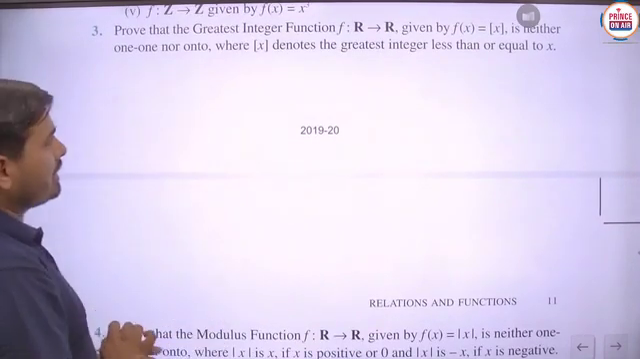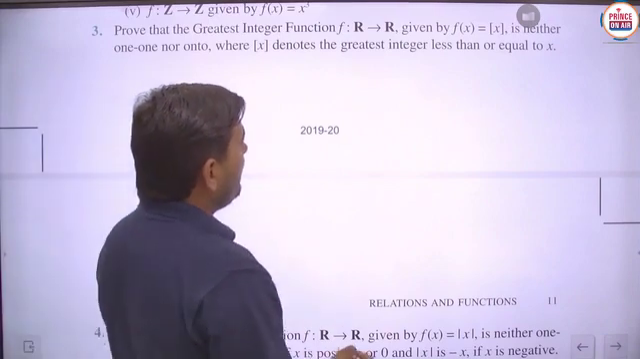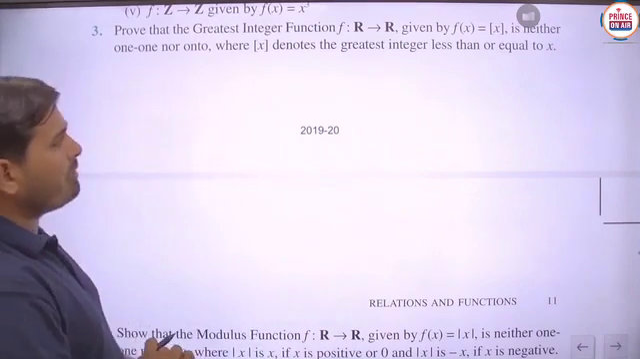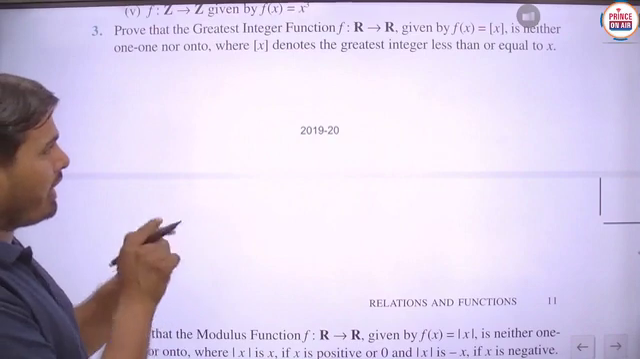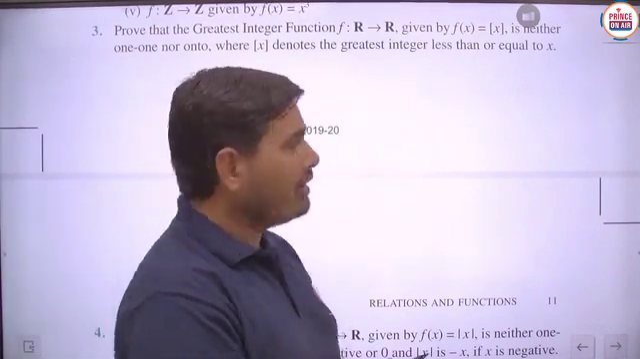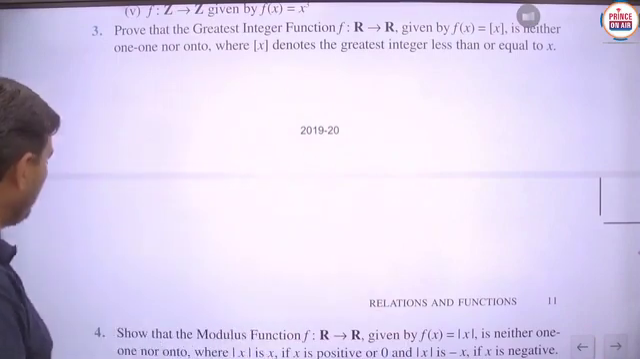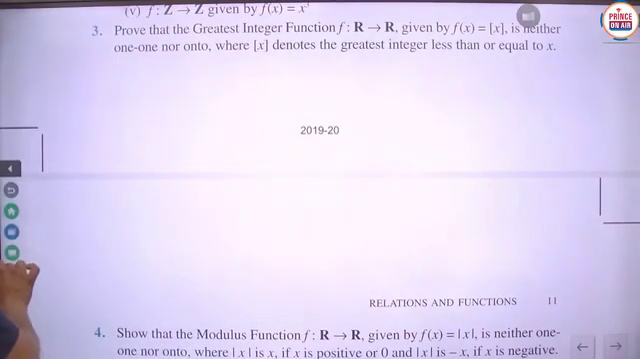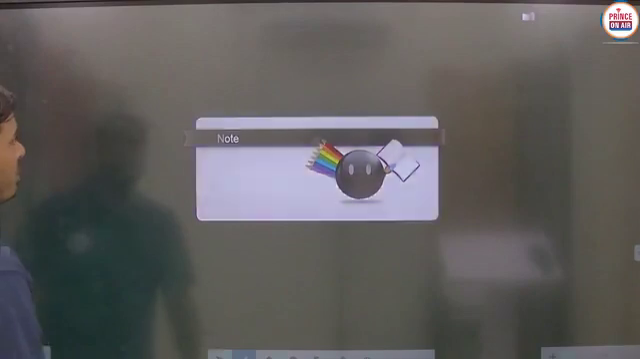Prove that the greatest integer function f, taken from R to R given by f(x) equals the greatest integer of x, is neither one-one nor onto. So basically, students, a very basic question is there. So we will just solve question number 3 here.